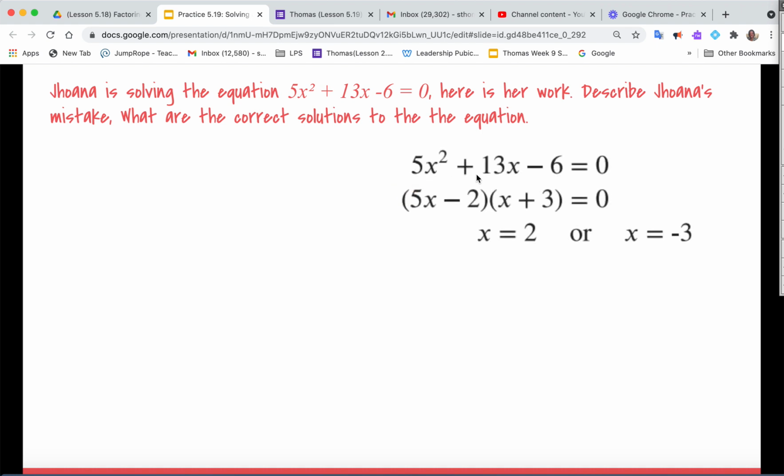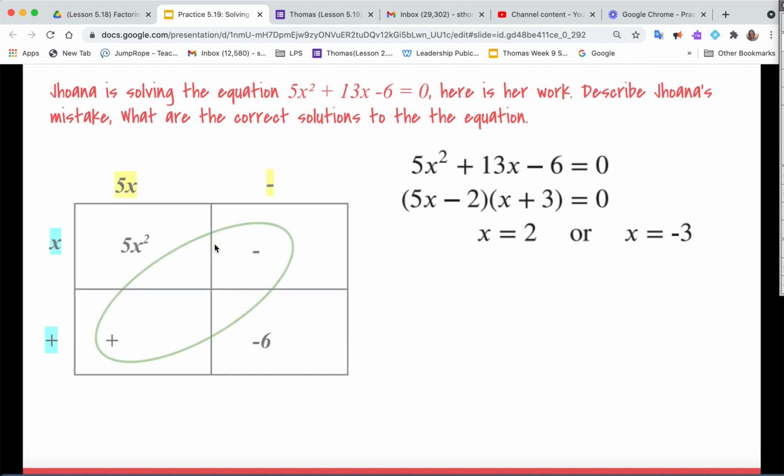She got 5x squared plus 13x minus 6 is equal to 0. When she factored, she got (5x minus 2) times (x plus 3) is equal to 0. And her solution was x minus 2 or x minus 3 using the zero product property. So we know we can reverse the distributive property to help figure out what the factors are, and that's going to be my check step.